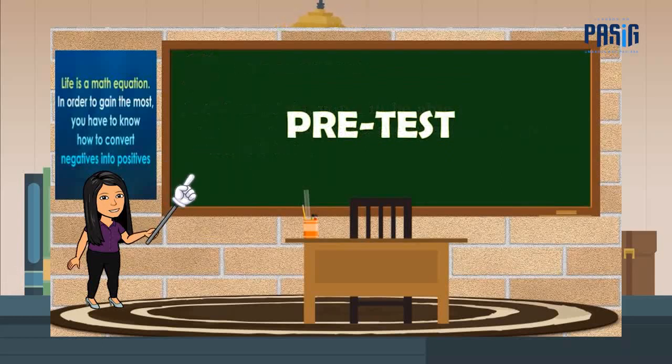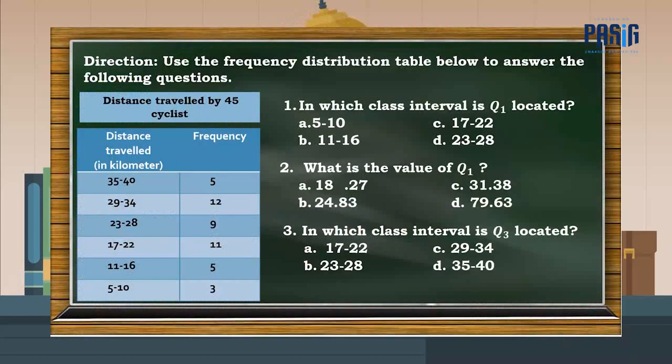Let us have first a pretest. Use the frequency distribution table below to answer the following questions. 1. In which class interval is Q sub 1 located? Correct. The answer is letter C. Number 2. What is the value of Q sub 1? Correct. The answer is letter A.